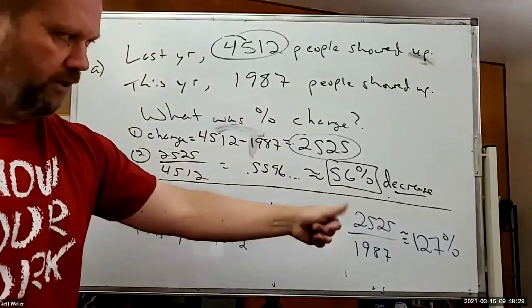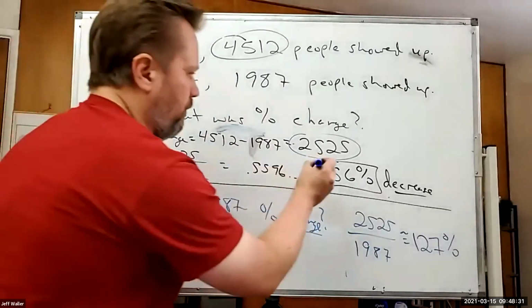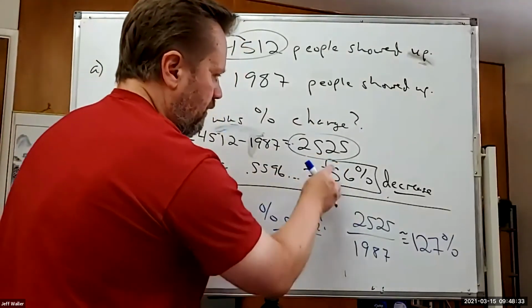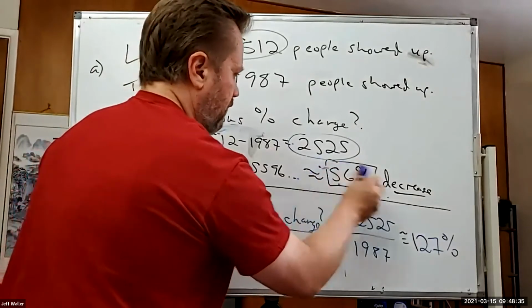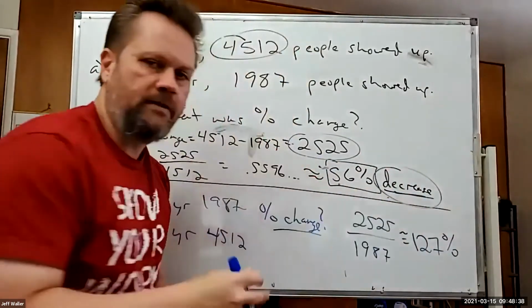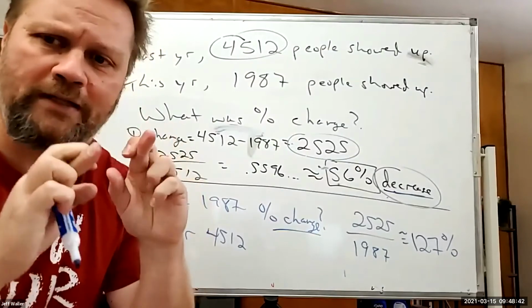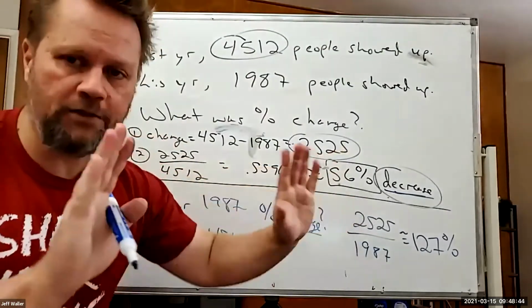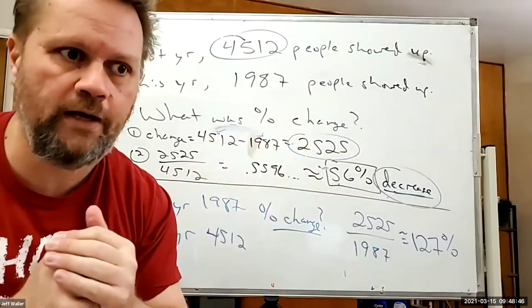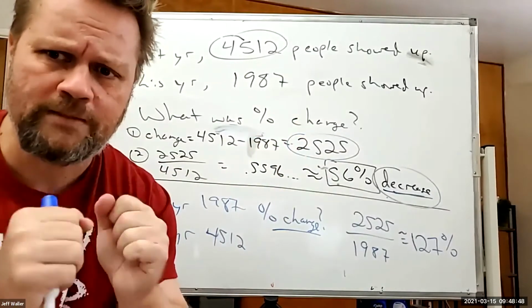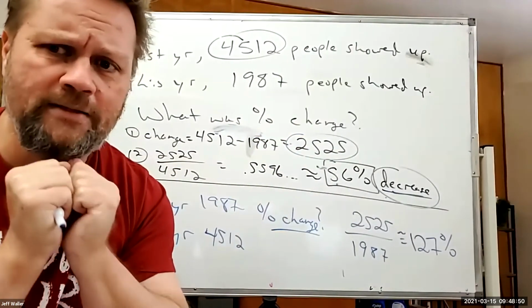Divided by the original. Okay. So technically this should be a negative 56%, but I just say 56% decrease. That means negative. That means down. Okay. And hopefully the 2525 doesn't change, right? That's still a 2525.